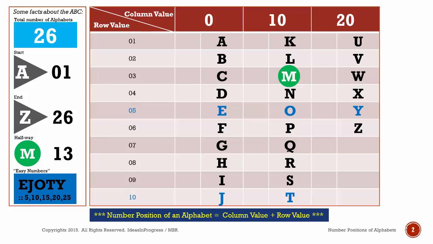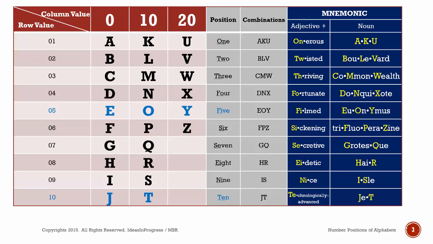This is actually the basis of developing a set of mnemonics that can later help you to remember number positions of all the alphabets from A to Z. Here you see how the mnemonics are developed and what are actually the mnemonics. This is how it works.